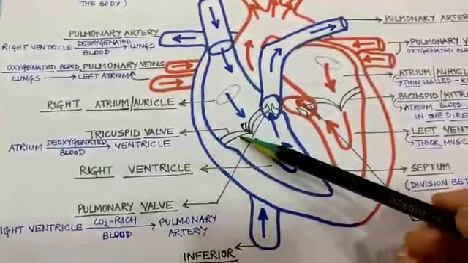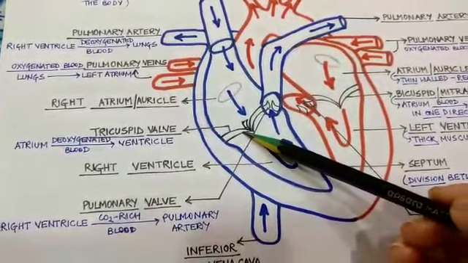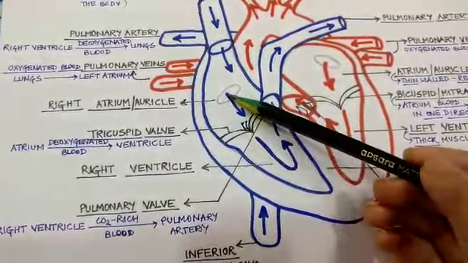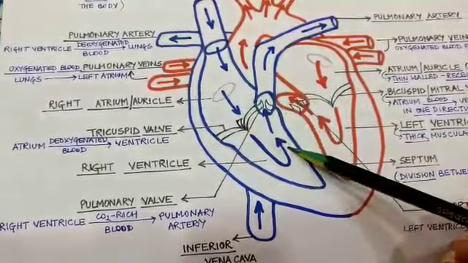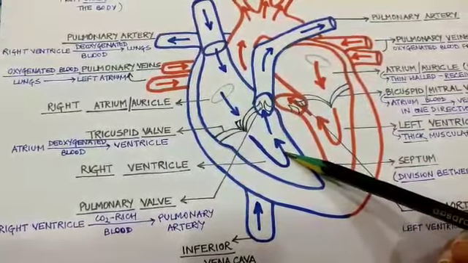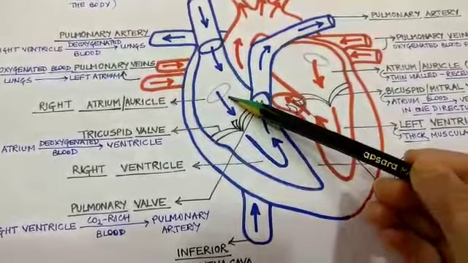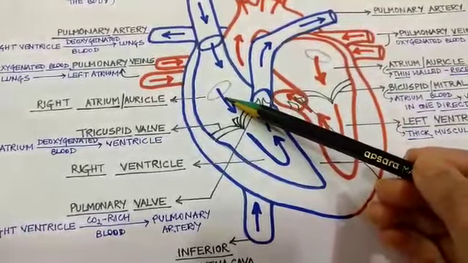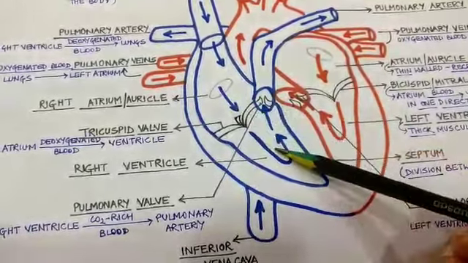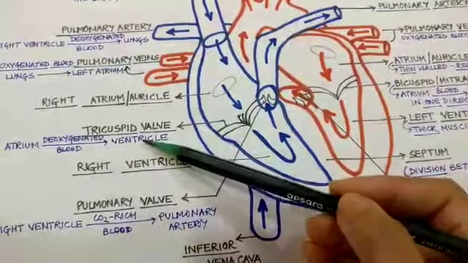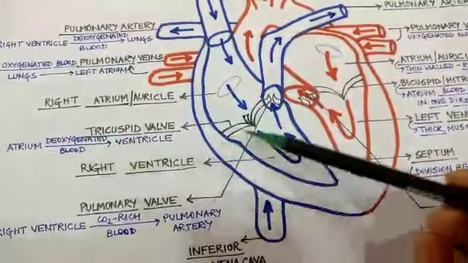Now this regulates the movement of deoxygenated blood from the right atrium or auricle towards the right ventricle, so that it does not flow back again into the right atrium or auricle. It has only one way ahead. So atrium towards ventricle, deoxygenated blood.